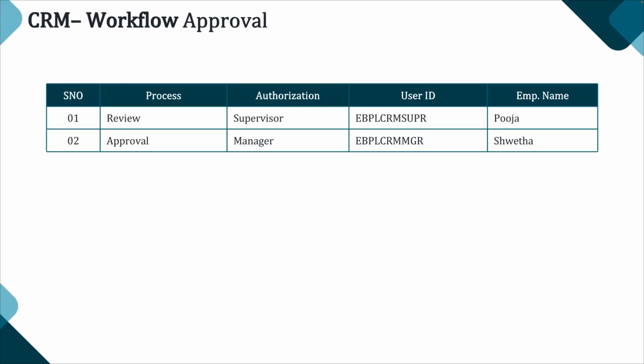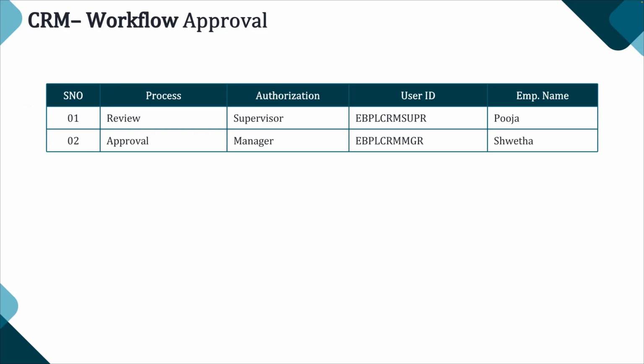This slide consists of the workflow approval, which holds two processes. One is reviewing the document, another is approving the document. Here the document will be reviewed by Pooja, who will be acting as our supervisor, and after reviewing, the document will be forwarded for approval to Shweta, who is our manager. After approving the document, the inquiry will get created, and this is how the workflow would be.